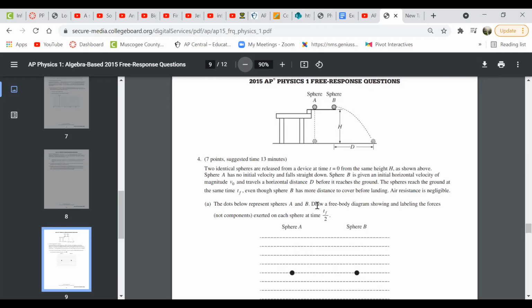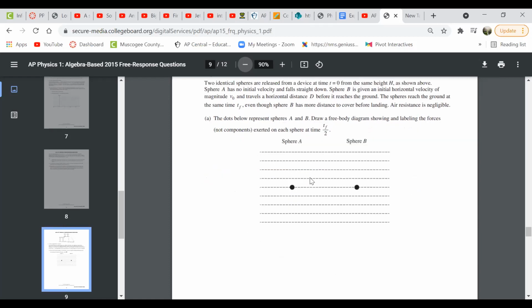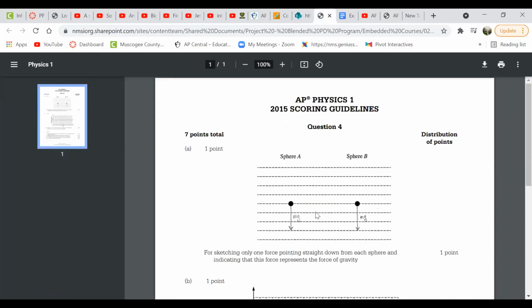The dots below represent spheres A and B. Draw the free body diagram showing and labeling the forces, not components, exerted on the sphere at time t final divided by 2, so halfway through their arc. So roughly right here at that point. Once they've been released is really what they're going for there. And they mentioned that they have identical spheres. So what do you know about mass? Well, no, they're equal.